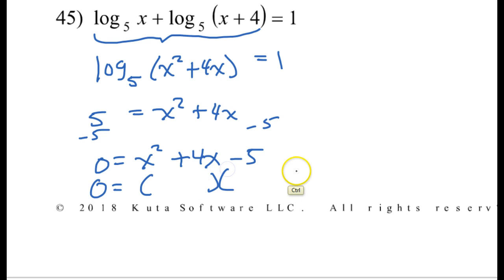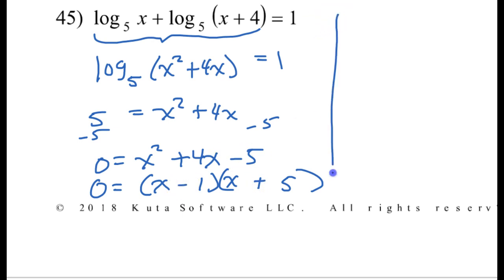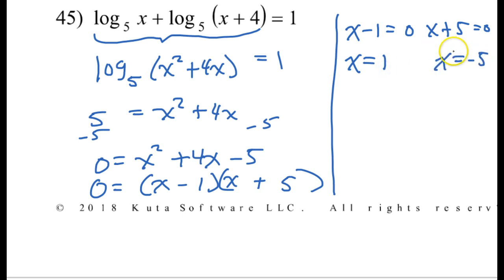So hopefully this is factorable. So this is going to be x and x. 5 can only factor as 1 times 5. And we're going to need a positive 5 and a negative 1. Now setting these factors equal to 0, so x minus 1 equals 0, x plus 5 equals 0. That's going to give us x equals 1 and x equals negative 5.